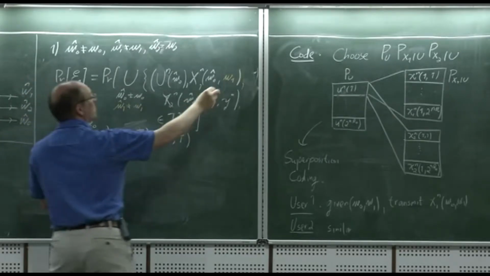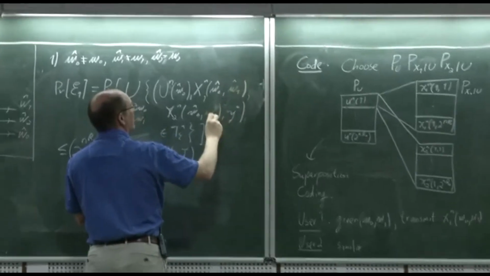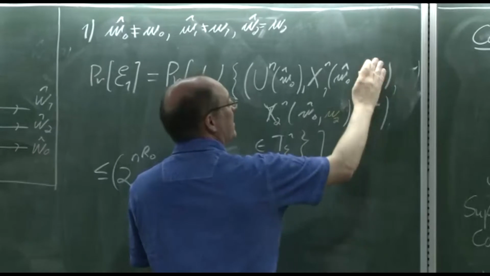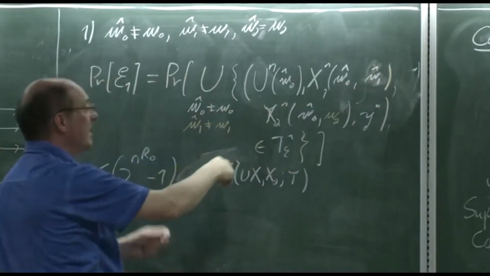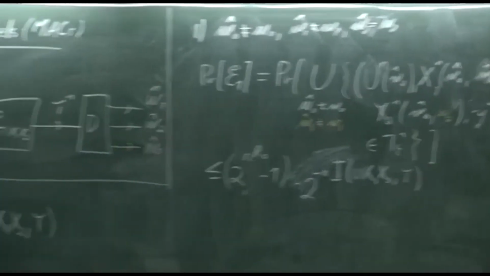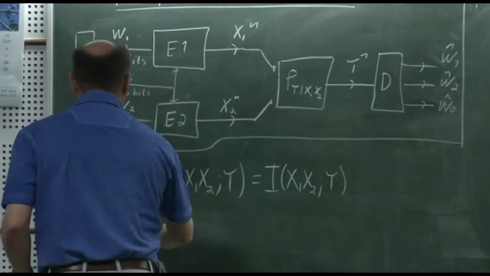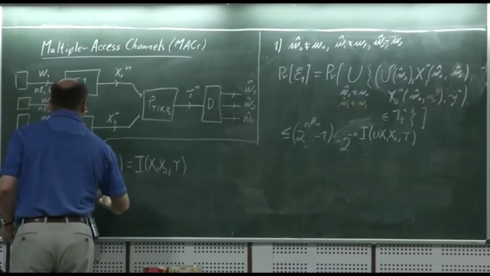And now here we'll have the incorrect word, and here we'll have the correct one, right? But otherwise nothing changes, right? Everything here is still independent. Except that the union got bigger, so we get the bound R naught plus R1 less than I(x1; x2, y).